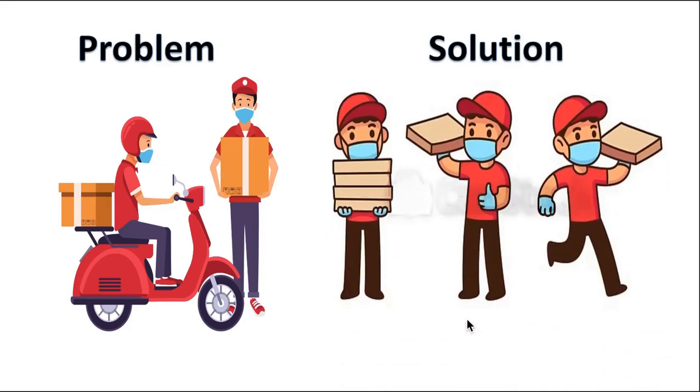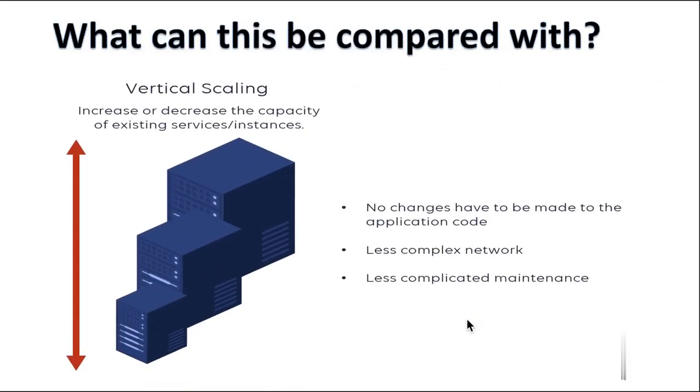In order to compare it with system problems, this particular solution can be compared to what we call vertical scaling, where we are spending more on the machines without buying more machines. This keeps things very simple, because it requires less maintenance, there's no code change required, and it also serves our purpose.